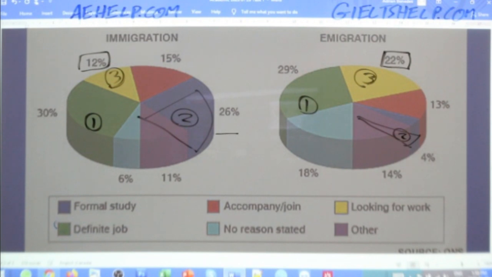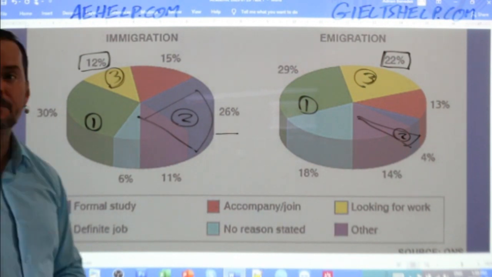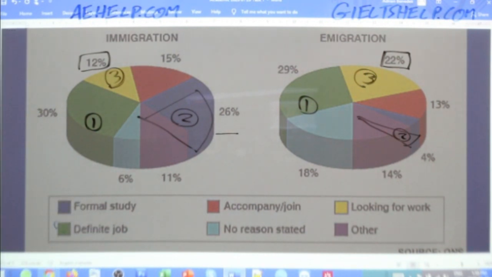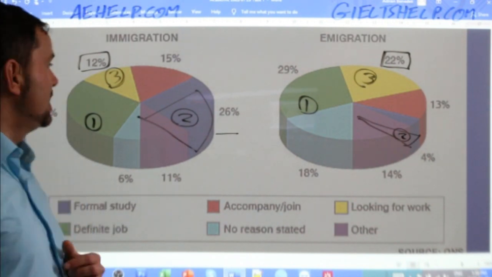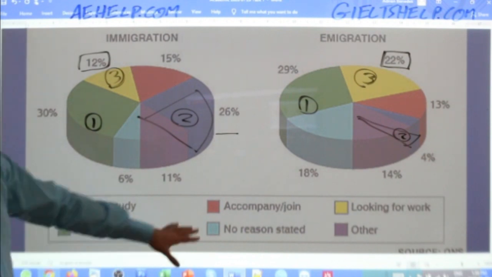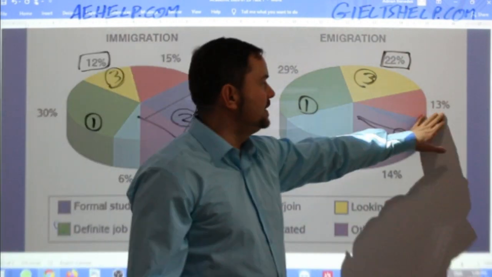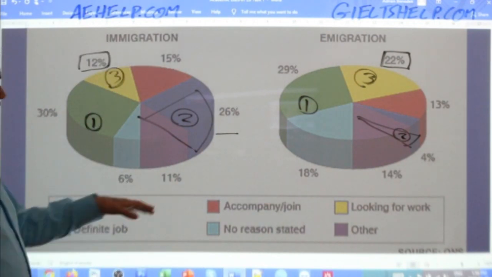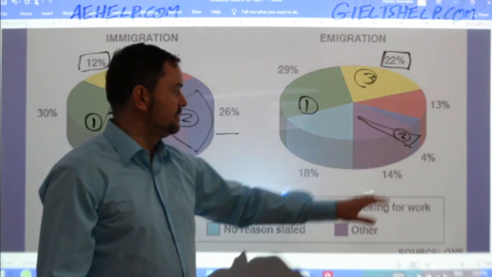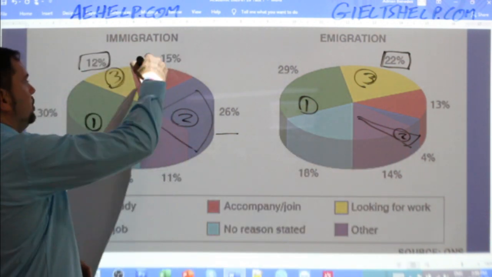Okay. All right. What would be my fourth point for comparison? Okay, so somebody says join or accompanying. 15 plus 13, that's roughly 28, sure. And then here we have other reasons, 11 to 14. Okay, well, maybe that one. All right, so we'll do this one for fourth.